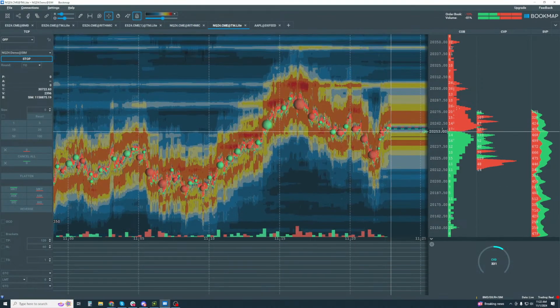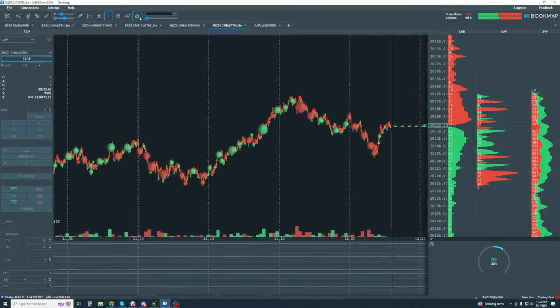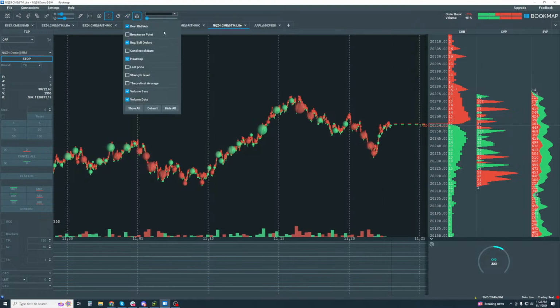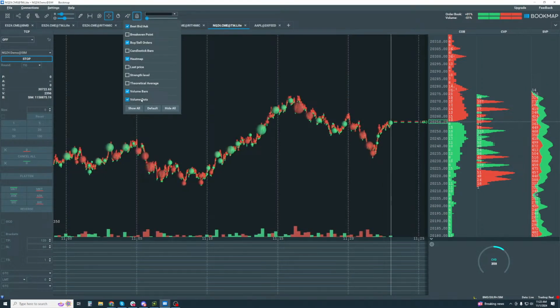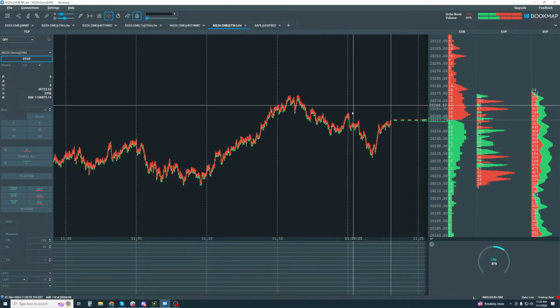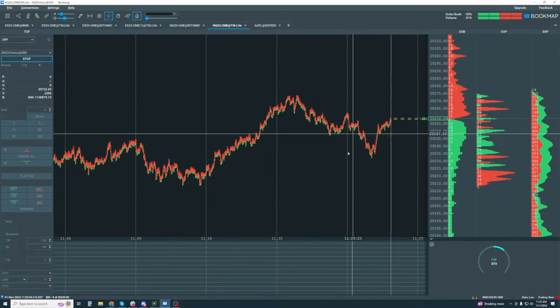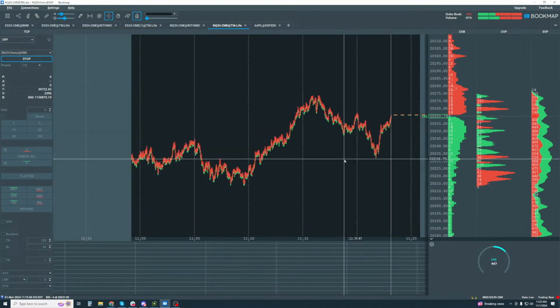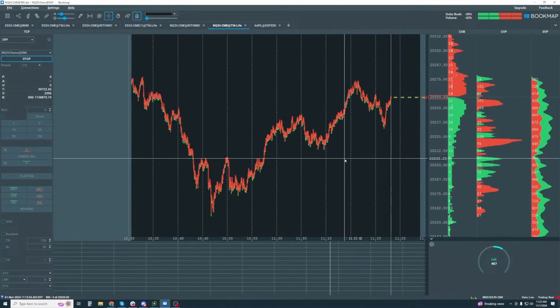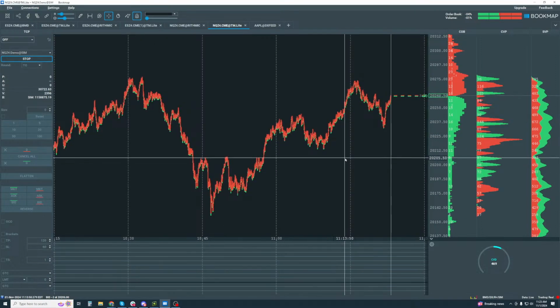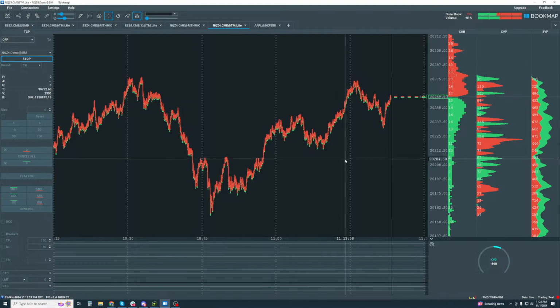And we're going to dim the heat map completely, and we're going to also take the volume dots and bars off. Okay, all we have here is best bid and offer. That's it. Okay, what can you learn from this in here? Okay, pure price action. That's it.